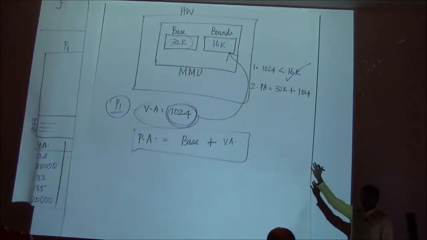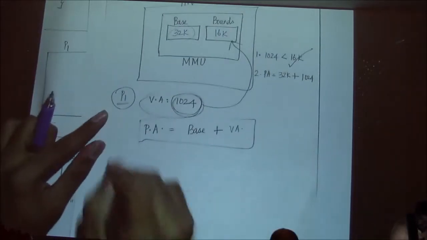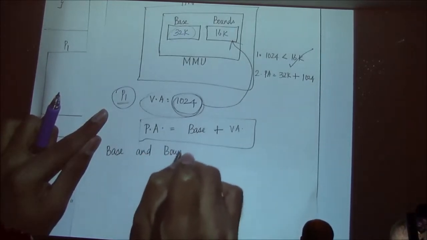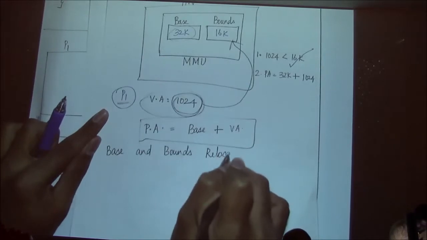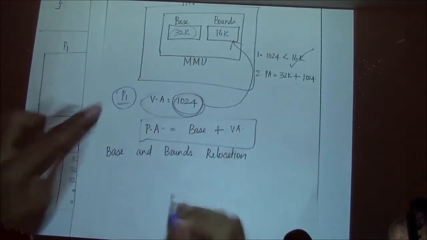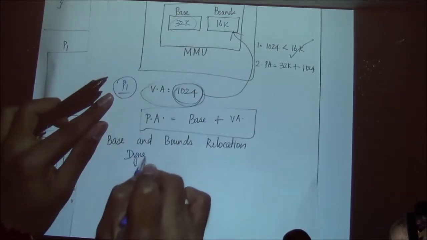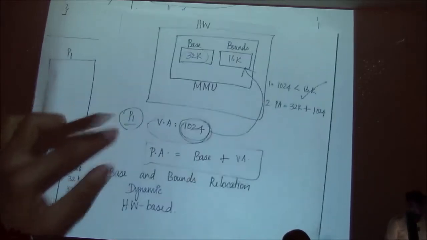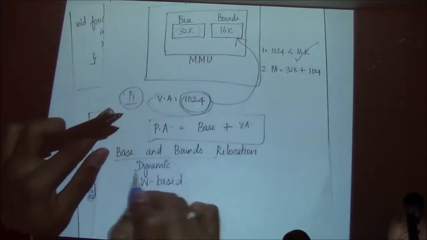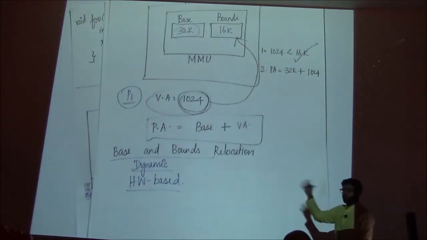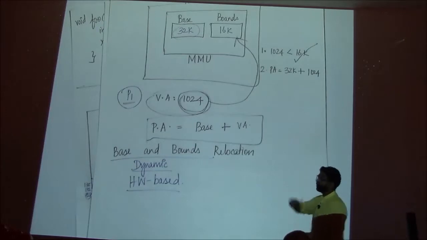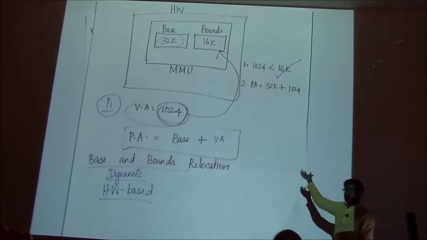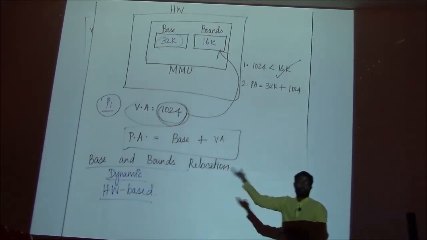This simple type of relocation is called base and bounds relocation. Other names for this are dynamic relocation or hardware-based relocation. These are three different names that this mechanism has. This is the first mechanism that we just saw for how we translate a virtual address to a physical address, and the process of translating a virtual address to a physical address is called address translation.